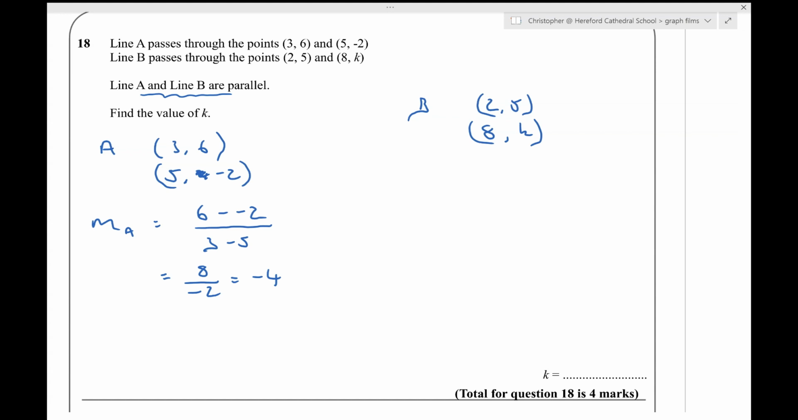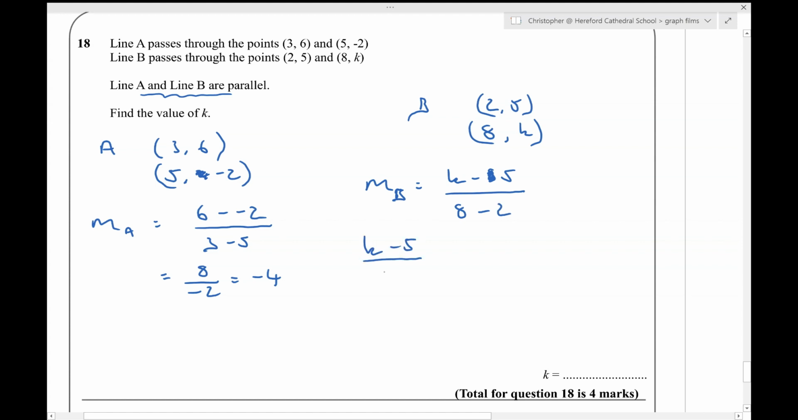Let's come up with an expression for the gradient of B. We need to do the difference in the y coordinates, so mB could be k take away 5, divided by 8 take away 2. So that's going to be k minus 5 over 6. And we know that that has to equal minus 4, because the gradient of B must be the same as the gradient of A, so it must be minus 4.